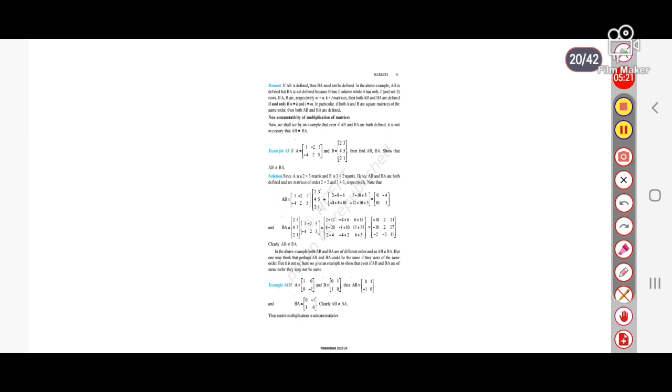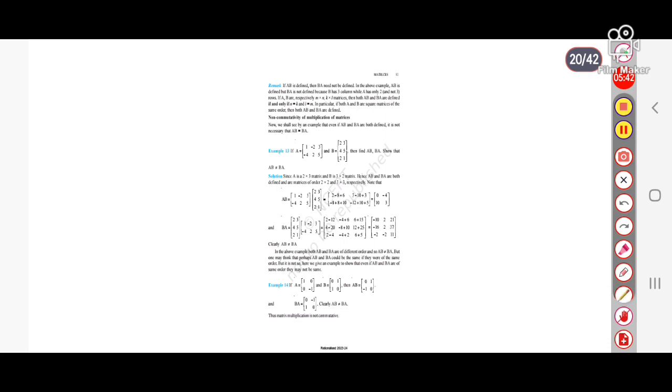The next example, 13: if A equals [1, -4, -2; 2, 3, 5] and B equals [2, 4; 2, 3; 5, 1], then find AB and BA. Show that AB is not equal to BA. Okay, fine.